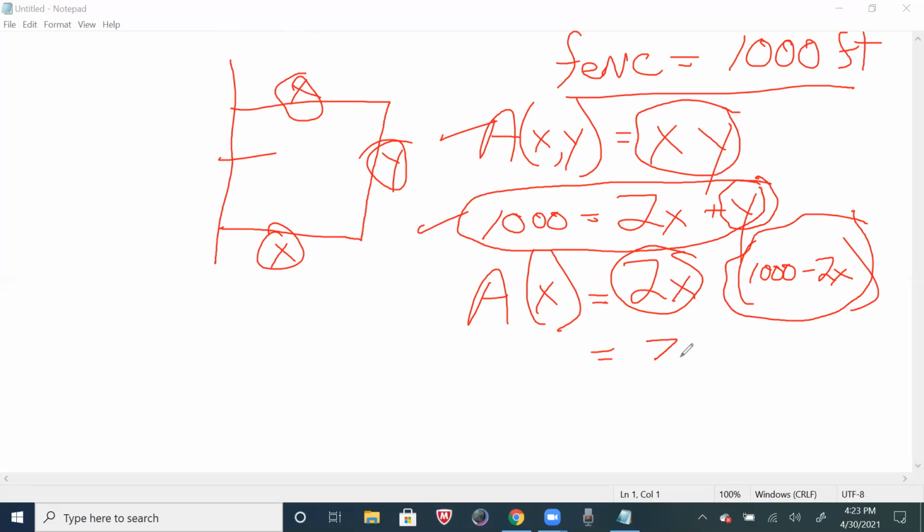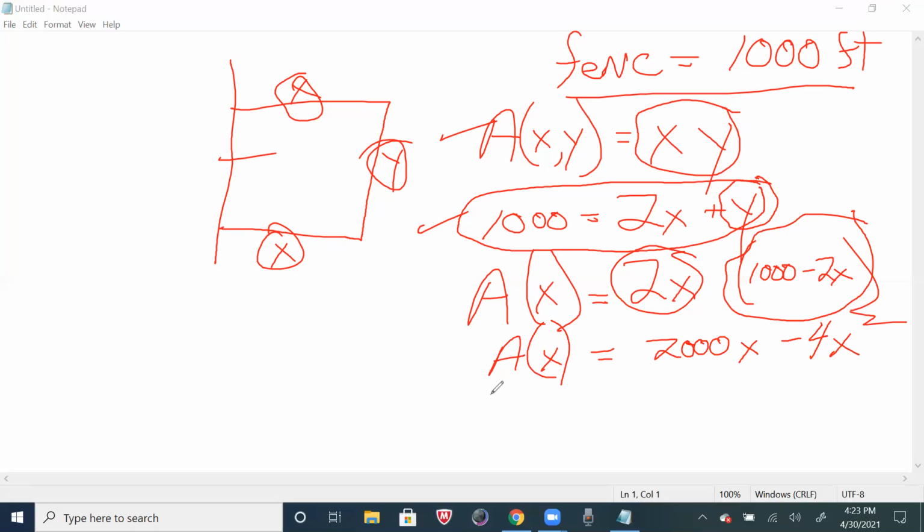So now it's 2,000x minus 4x squared. Okay. That's the area as a function of x. And now I'm going to take, this is always the pattern.